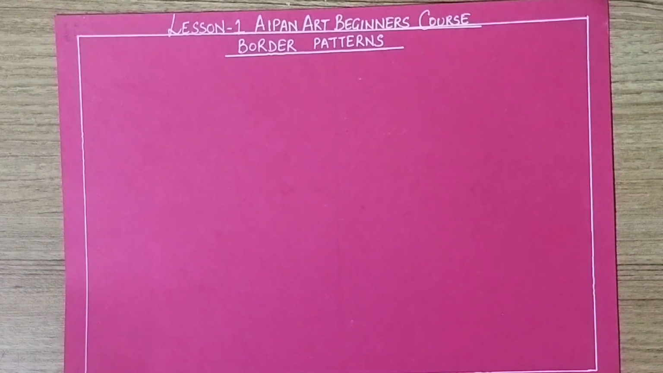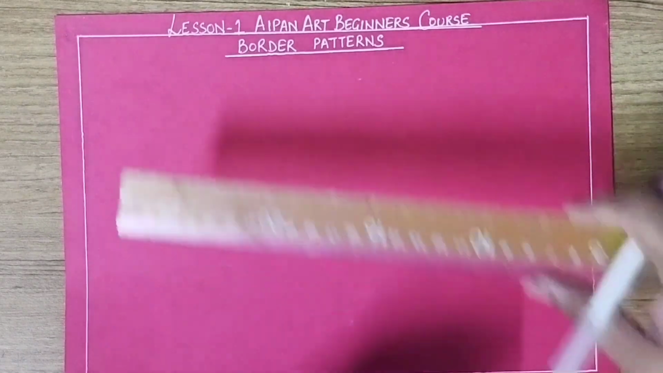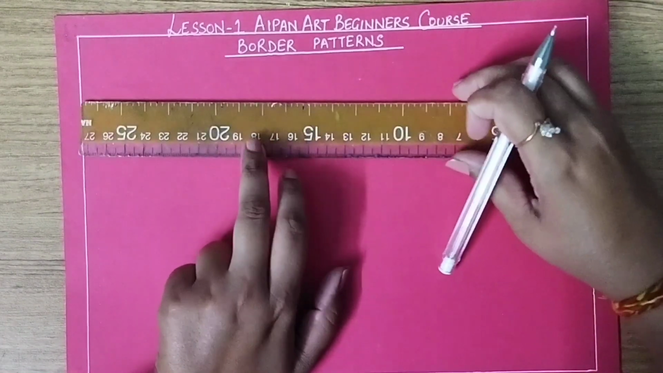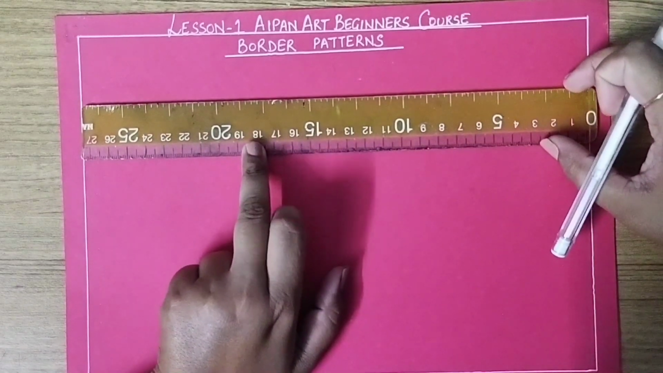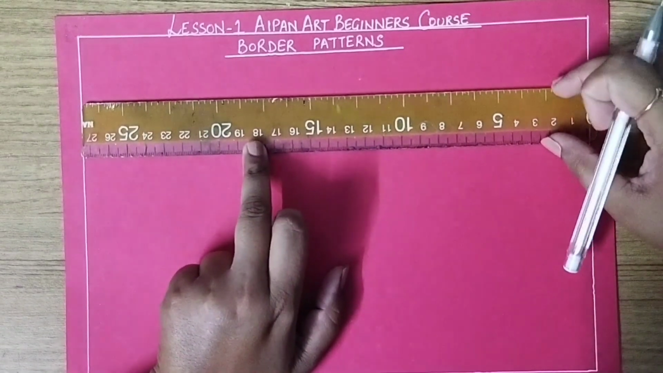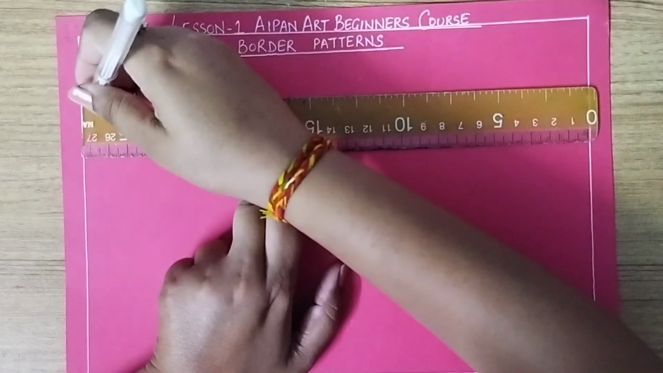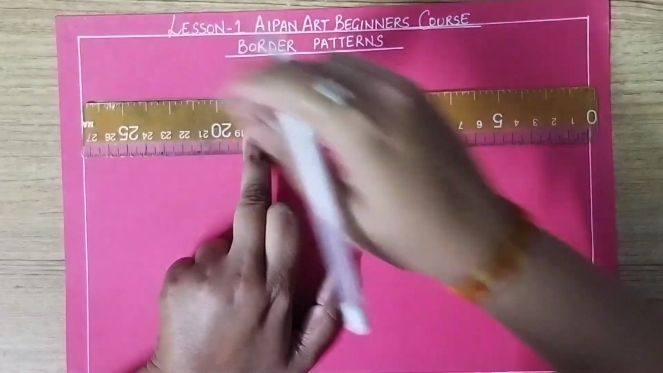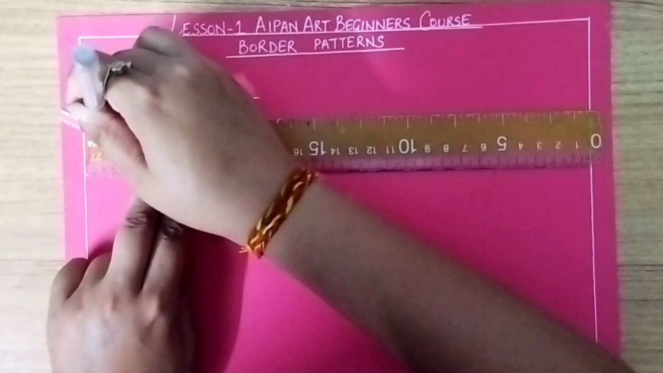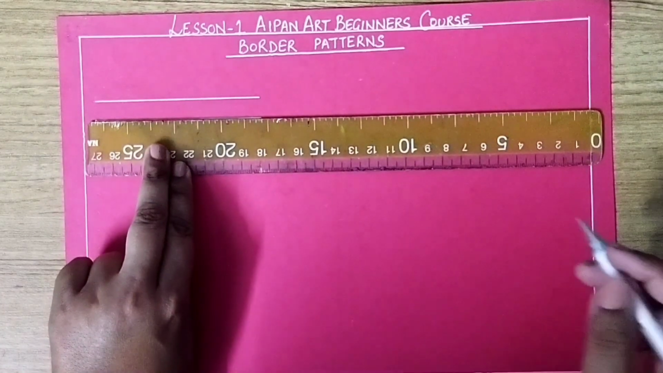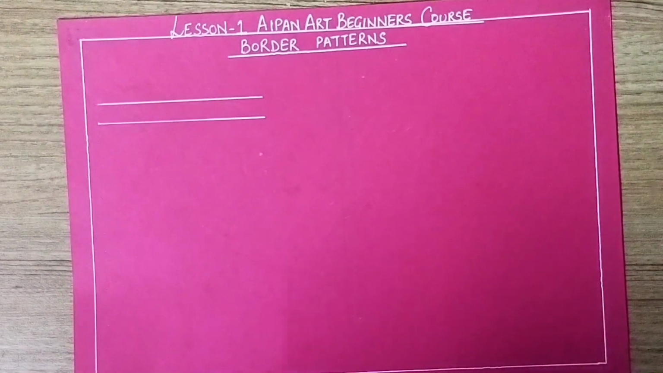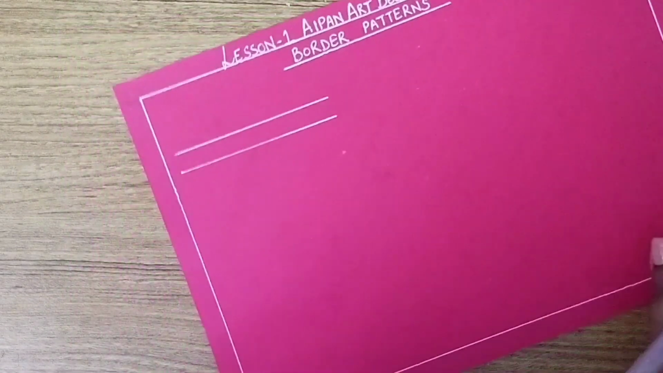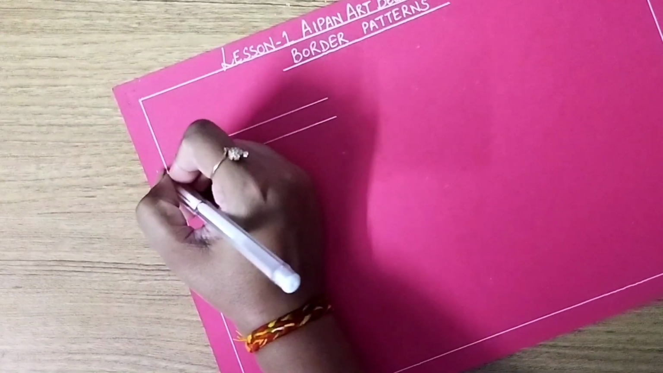So, we will start by drawing lines with 1 centimeter gap in between to draw the patterns. So, just see how I am drawing them. You can also continue drawing the patterns with me so that eventually you can learn. So, here I have drawn 2 lines with 1 centimeter distance in between. So, let us start with the very first border pattern.